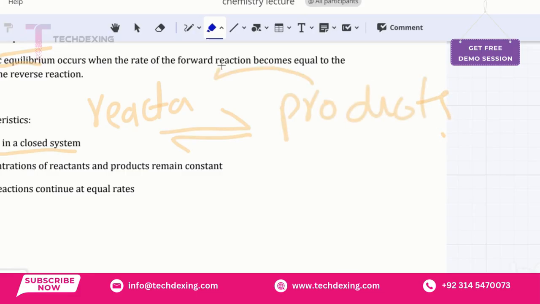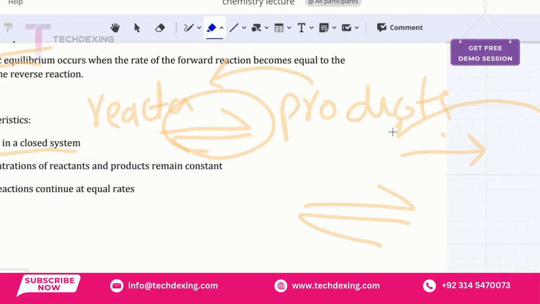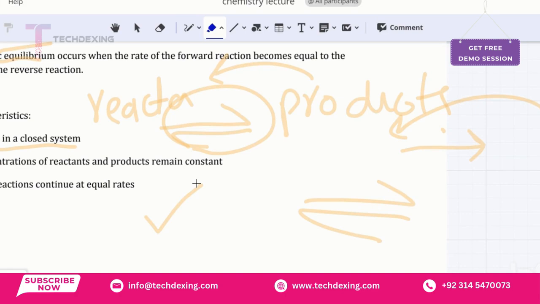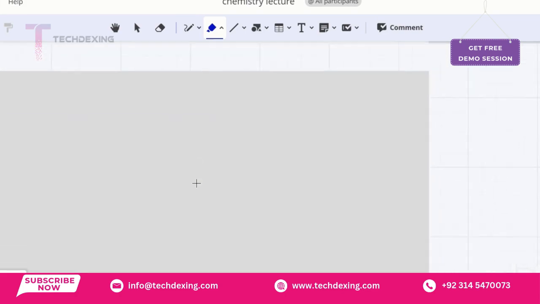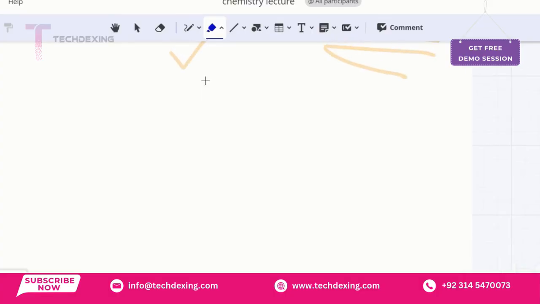Again with the same thing, products are converting into the reaction, and this one is the main thing. This is the sign of it. But if you talk about the irreversible, it means it will not reverse itself. So its arrow is this, where these products are not converting again into the reactants. Then the concentration of the reactants and the products remains constant, not changed, and both reactions continue at equal rates. Hope you understand it.